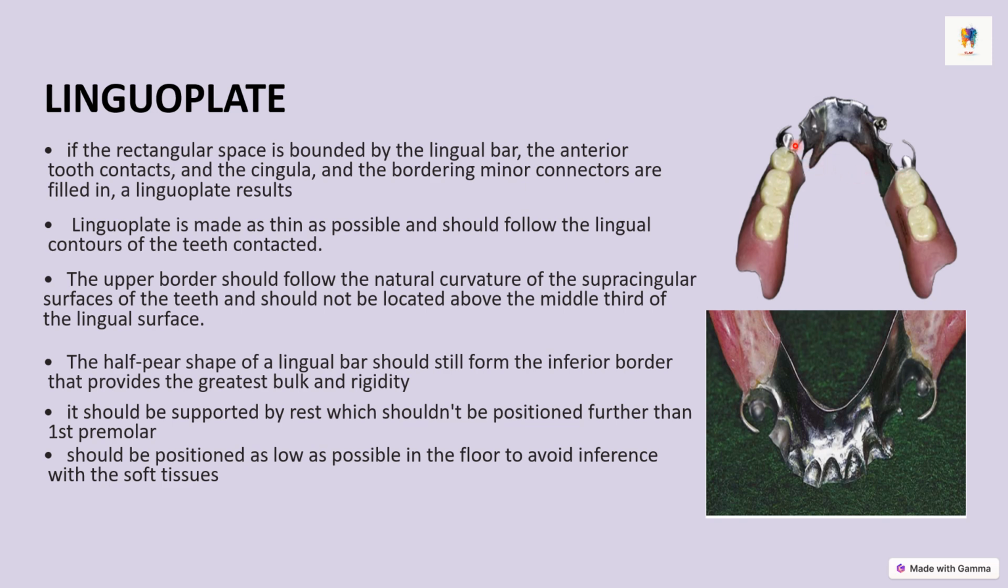These rest seats should not be positioned more posteriorly, to the second premolar or the third molar. No, it should always be on the first molars. It should be supported by the rest, which shouldn't be positioned any further than the first molar. It should be positioned as low as possible in the floor of the mouth to avoid interference with the soft tissue. Same as lingual bar.